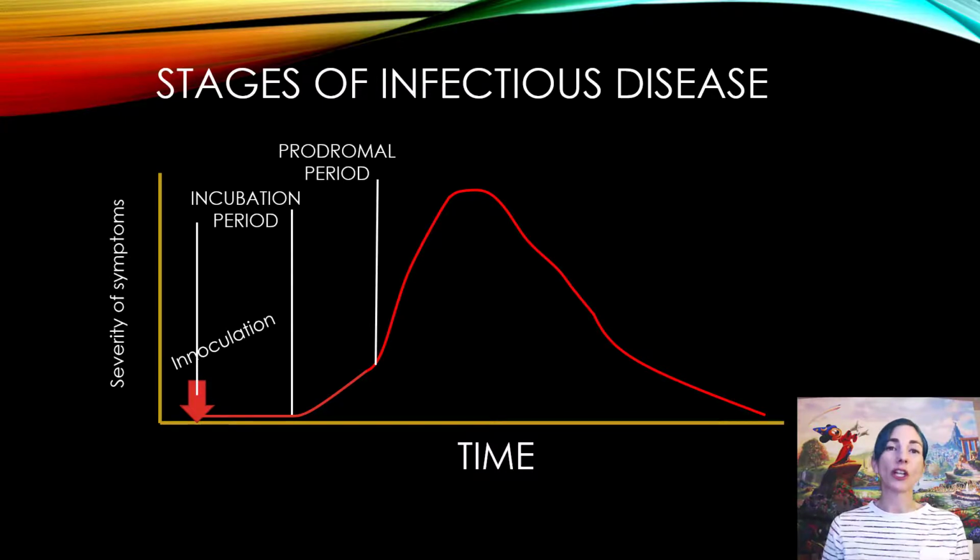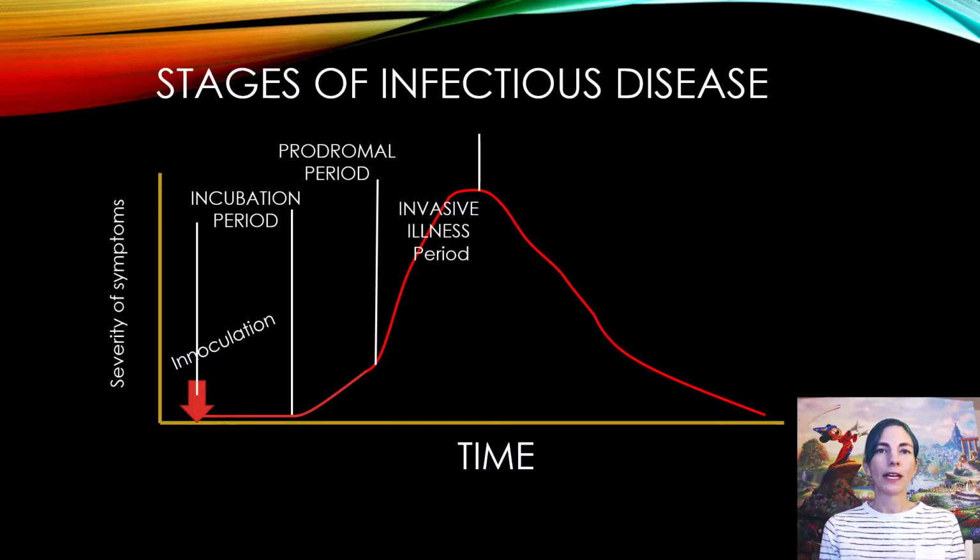Because it applies to so many different infectious diseases, you can't really be sure what you have. And then the real symptoms hit, and we call that period the invasive stage. Sometimes it's also called the period of illness. Different books call it different things, so invasive or period of illness. And this is where the specific symptoms show up.